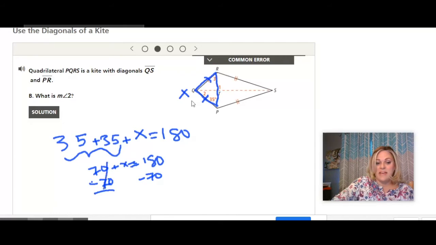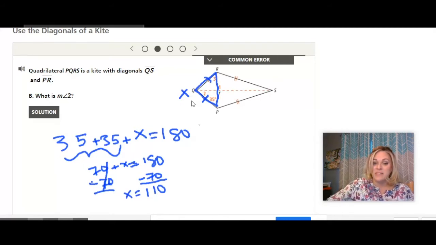And you're going to be left with x equals 110. But that's not angle 2. Angle 2, because these two triangles right here would be congruent, and we'll worry about the proof of that later, but because these two triangles are congruent, these two angles, angle 2 and this angle right here, would be congruent. So x, if I cut that in half, that will give me angle 2. And then you can check your answer on there. So go ahead and take x, cut that in half, and you will get angle 2.